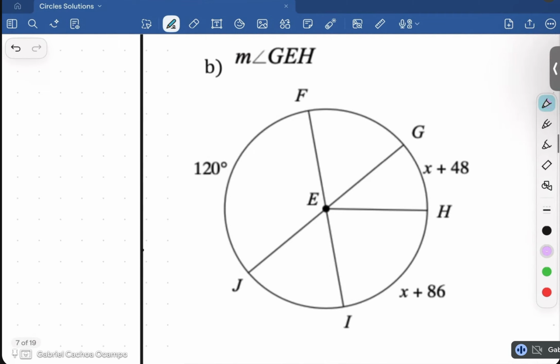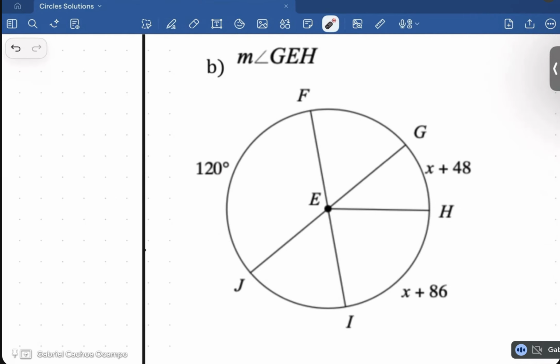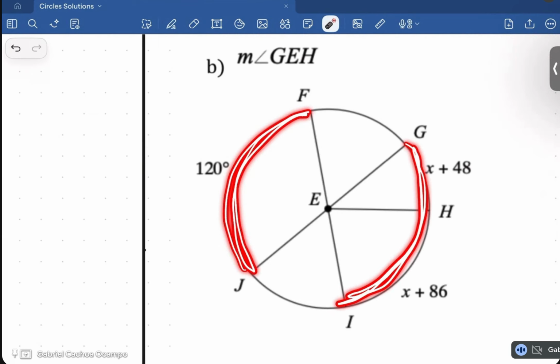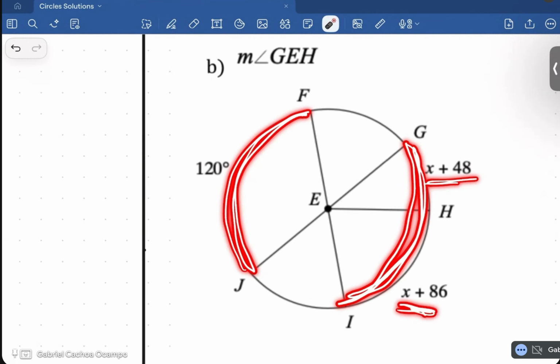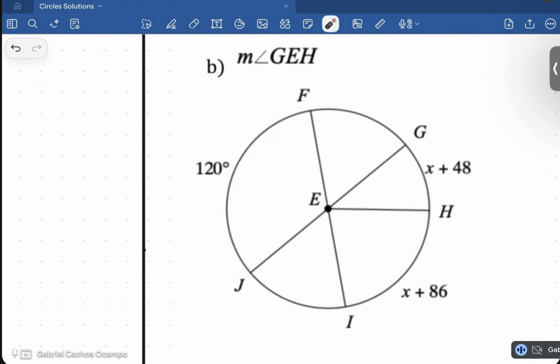Good. I am not going to do this problem, but I'm going to walk you through how to do it. So this is very interesting because if this angle measures 120, then this angle measures 120. So x plus 48 and x plus 86 equals 120. From there, you write an equation, solve for x, and because they are asking you for GEH, you plug the value of x in here.